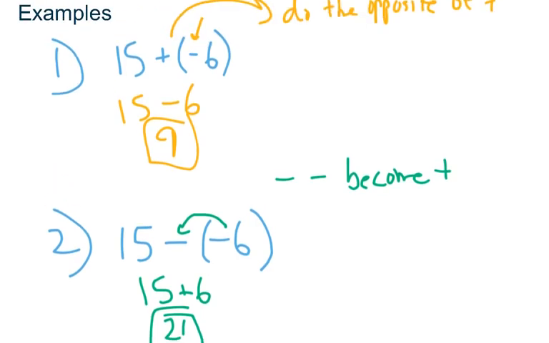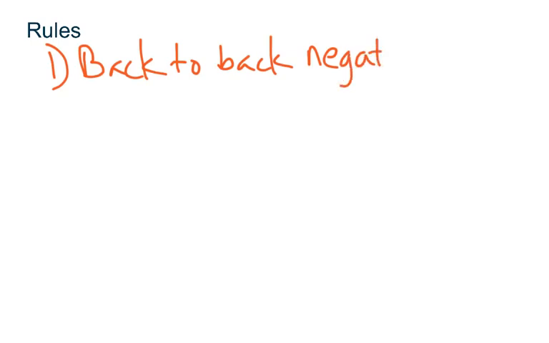Okay? So again, this relies on the core idea. Negative signs mean do the opposite. 15 plus negative 6 is 15 minus 6. 15 minus negative 6 becomes 15 plus 6. And so what we can extract from this are a few more rules, a few different cases, if you will. First one we've already talked about. Back-to-back negative signs become a plus sign. So you gotta remember that one.